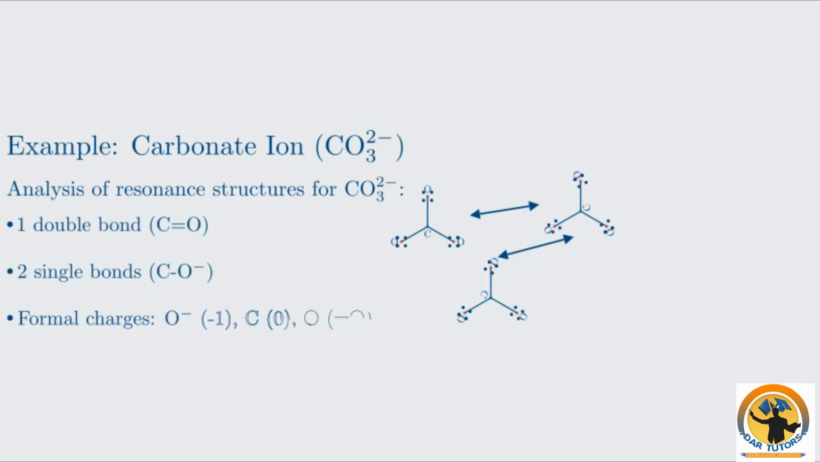The only difference between these structures is the position of the C=O double bond. Therefore, the actual structure of the carbonate ion is a resonance hybrid of these 3 forms. All 3 C-O bonds are identical, with a bond length intermediate between that of a single and a double bond, and each oxygen atom carries a partial negative charge of -2/3.